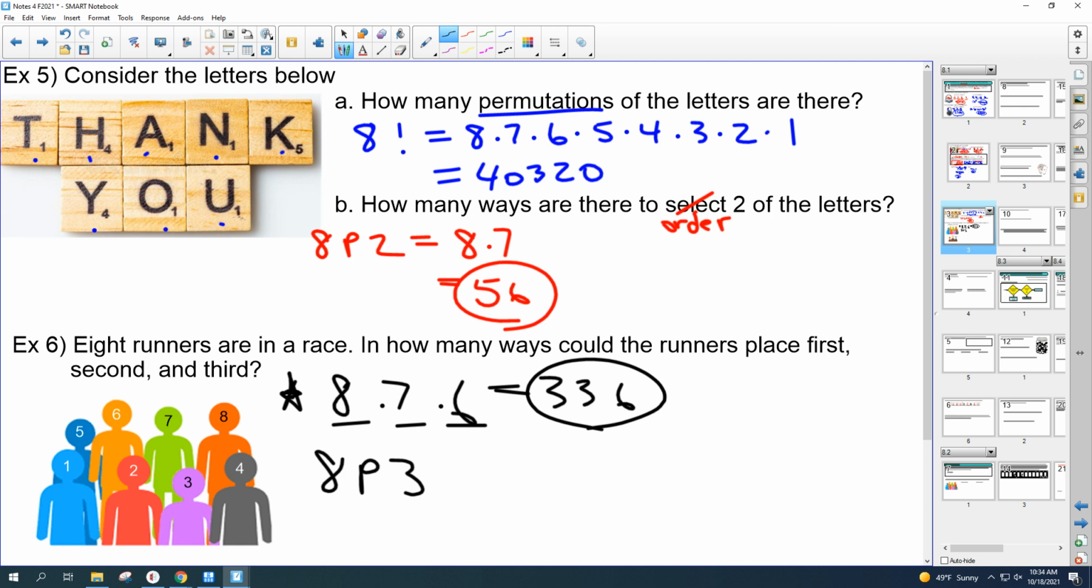Don't fall into the trap of trying to make everything a blanks problem. Sometimes it's a blanks problem, sometimes it's not a blanks problem. Got to be really careful.